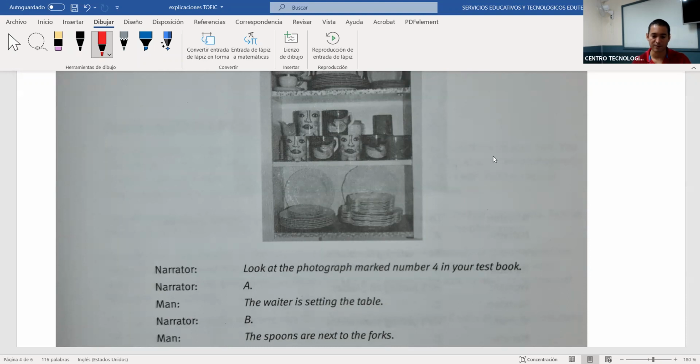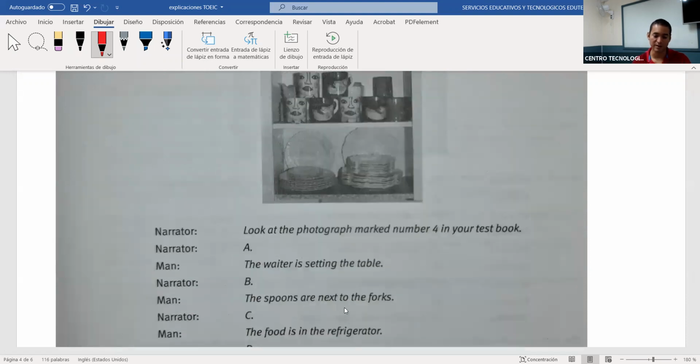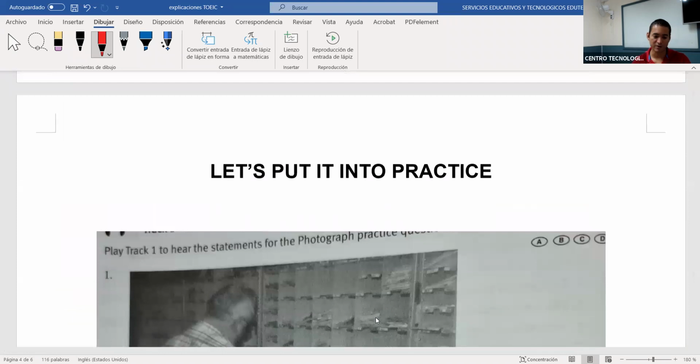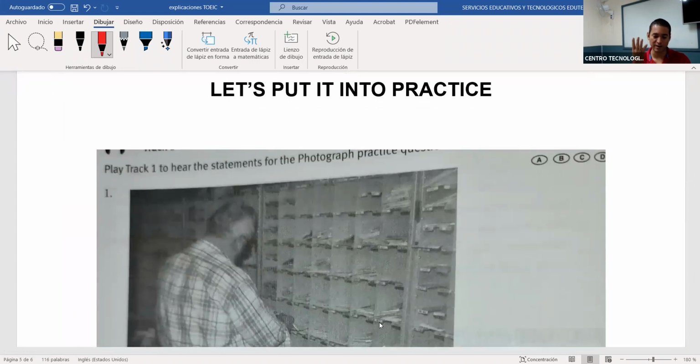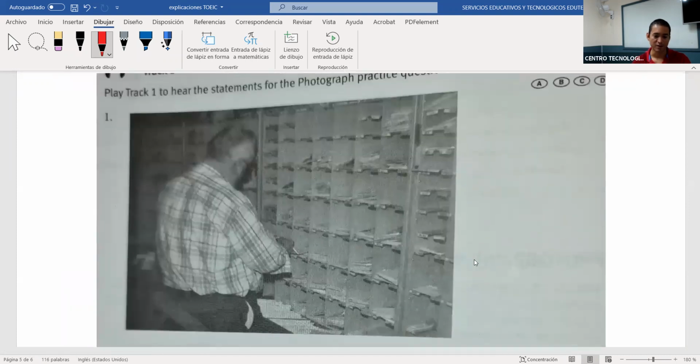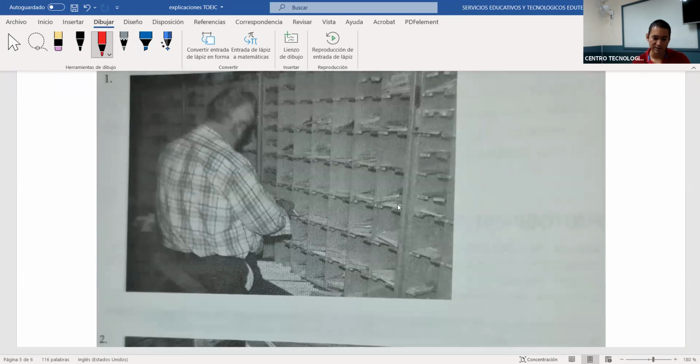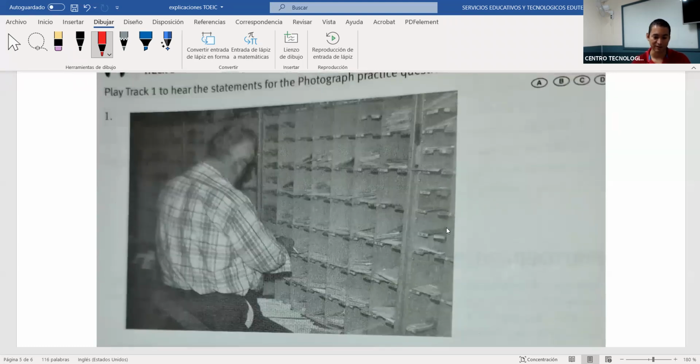Now, let's have some practice. In the practice, we're going to put the 4 strategies into practice. Okay, so let's identify elements. Well, there's an old person. He's organizing things here. We don't know actually what the things are. We're not sure. So we have to wait for the choices.